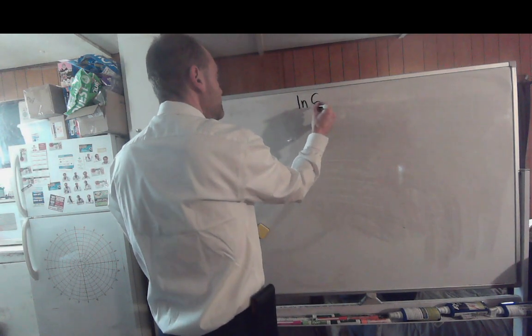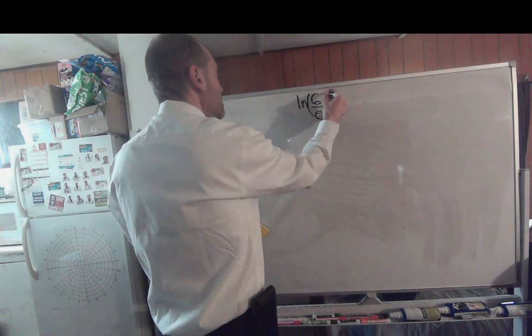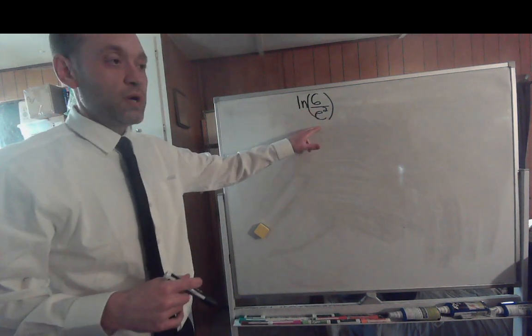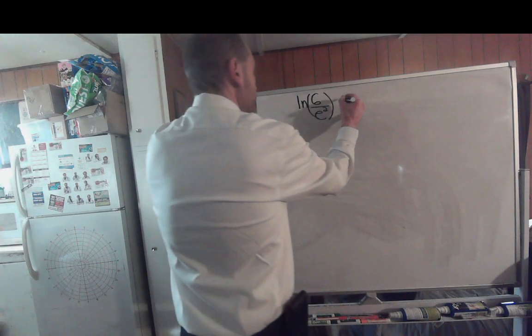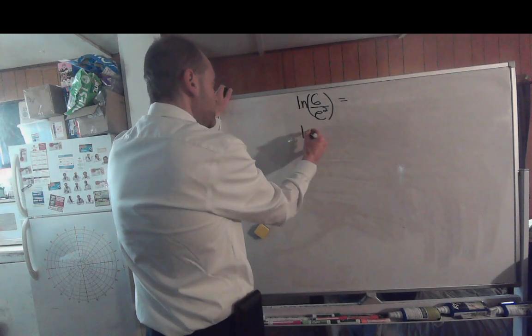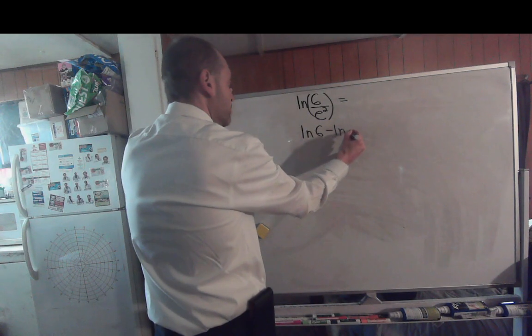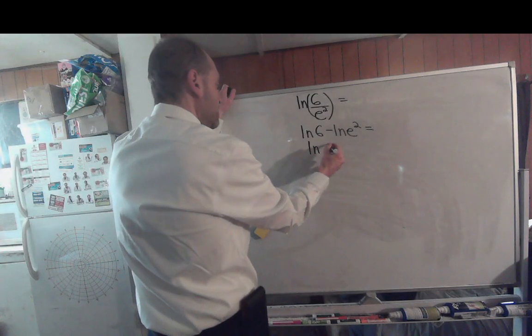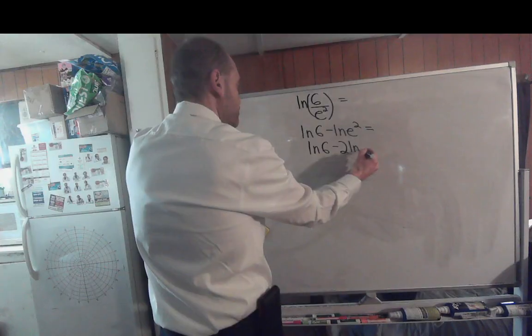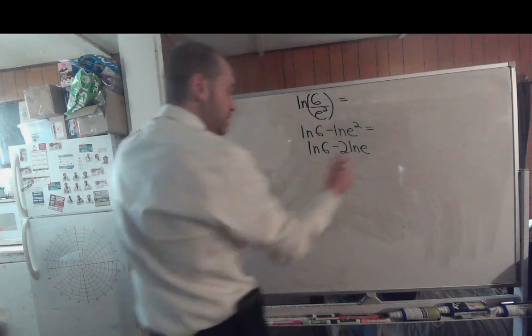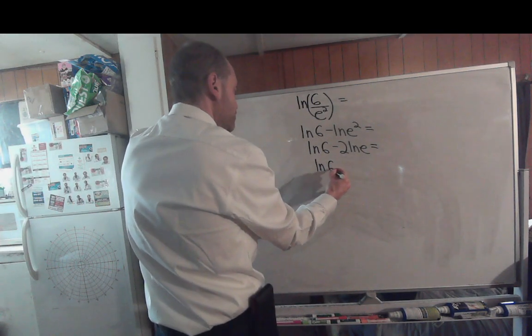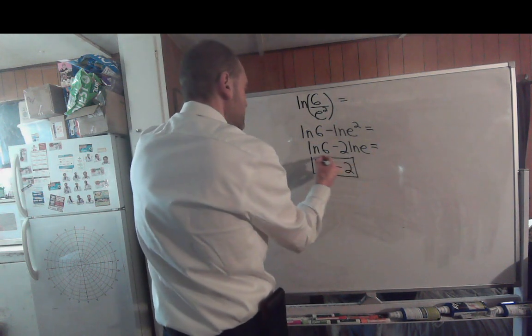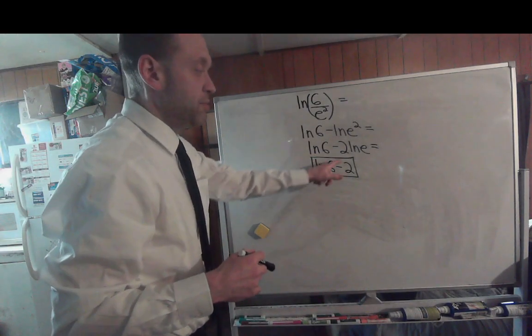Last one of this. Alright. We have the natural log of 6 all over e squared. Well, you have a quotient rule this time. So how this can be rewritten is the natural log of 6 minus the natural log of e squared. And again, on your second term, you have a power rule, so this will turn into the natural log of 6 minus 2 times the natural log of e. Natural log of e is just 1, so in the end you should just get an answer of the natural log of 6 minus 2.